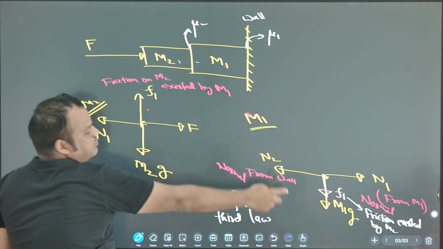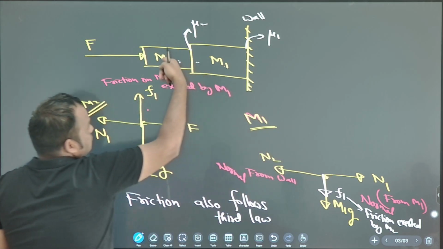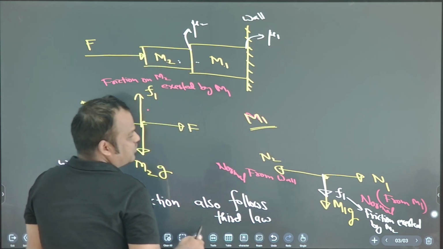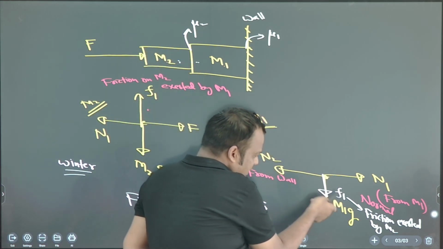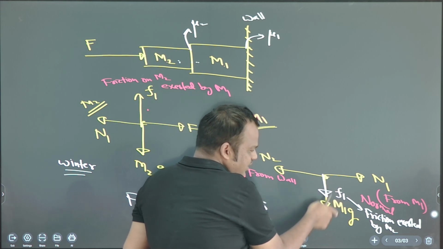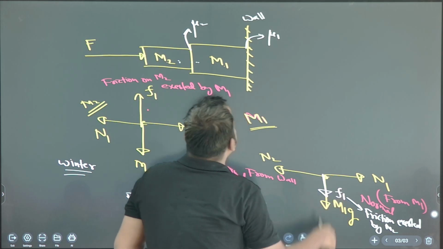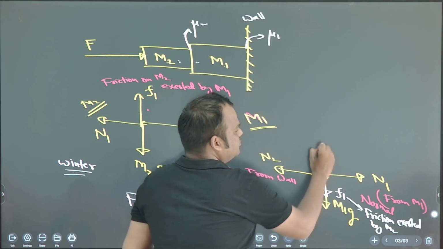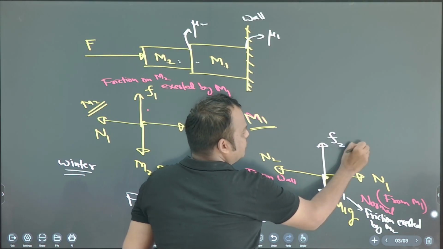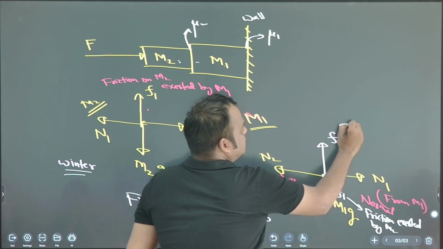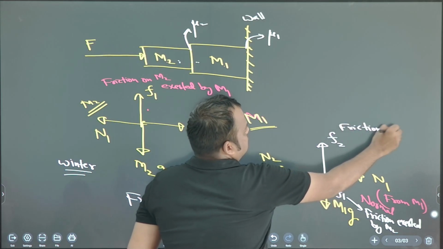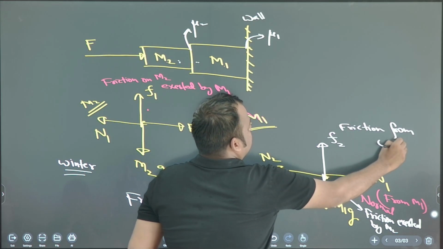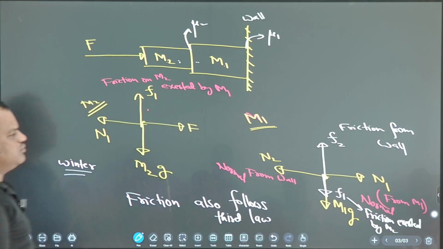Who is exerting this F1? M2. Okay, clear? Now come here. Both these forces are acting where? Downward. So the wall will exert friction on M1. Where? Upward. So this is F2. This is friction from wall. Okay, clear? No doubt.